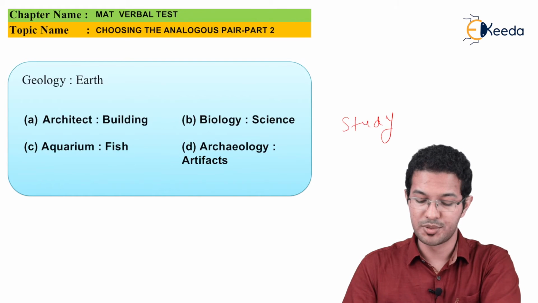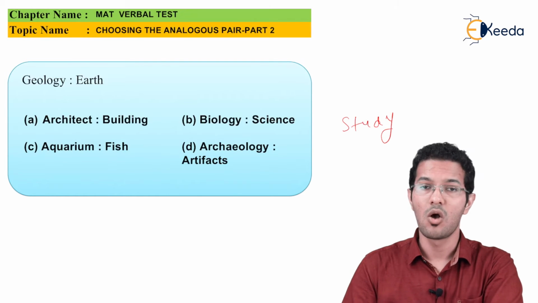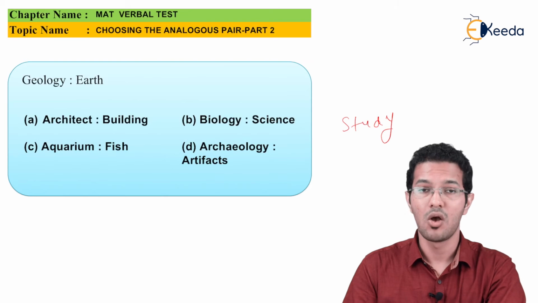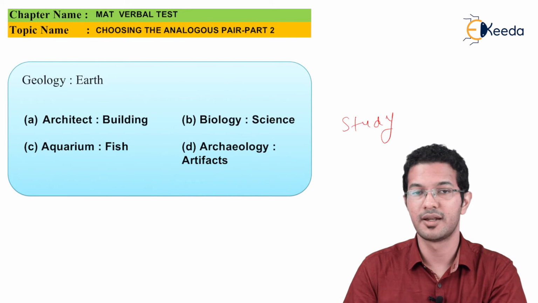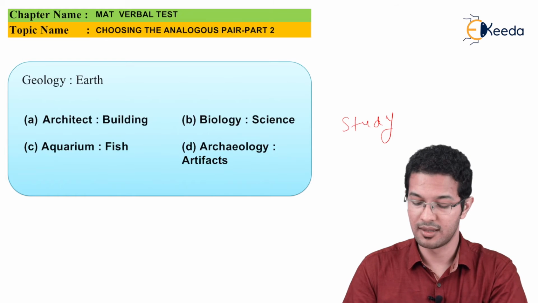It says that option A, architect is related to building. Option B is biology is related to science. Option C is aquarium related to fish, whereas option D is archaeology related to artifacts.